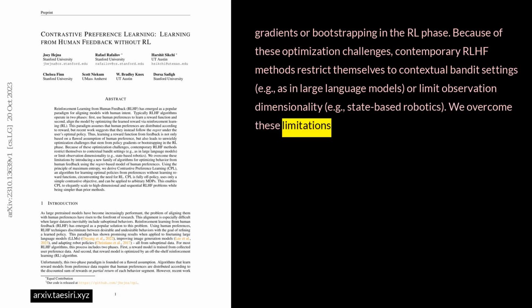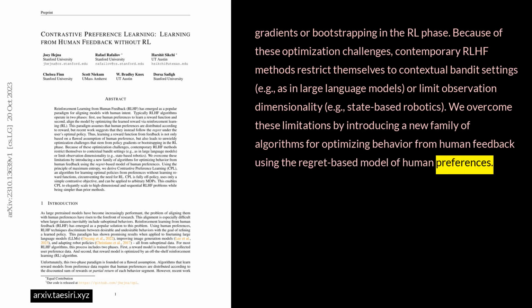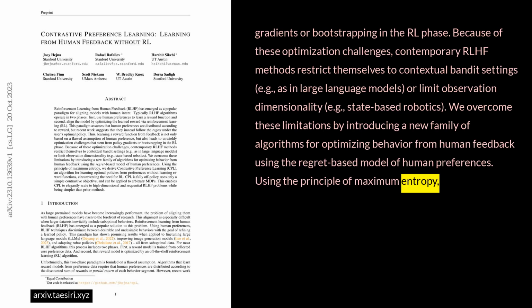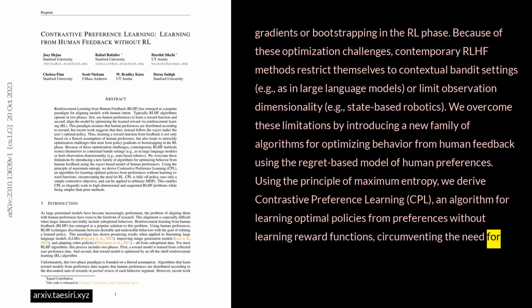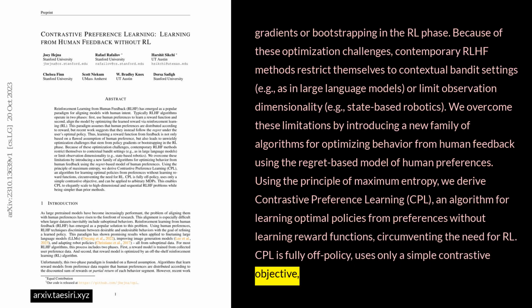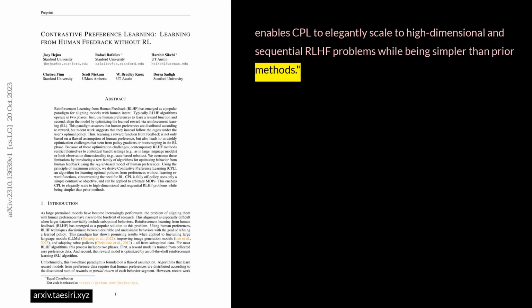We overcome these limitations by introducing a new family of algorithms for optimizing behavior from human feedback, using the regret-based model of human preferences. Using the principle of maximum entropy, we derive Contrastive Preference Learning, CPL, an algorithm for learning optimal policies from preferences without learning reward functions, circumventing the need for RL. CPL is fully off-policy, uses only a simple contrastive objective, and can be applied to arbitrary MDPs. This enables CPL to elegantly scale to high-dimensional and sequential RLHF problems, while being simpler than prior methods.